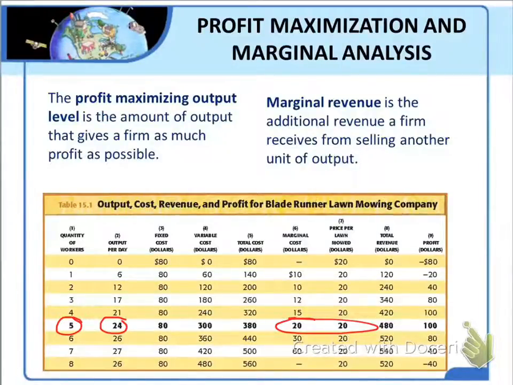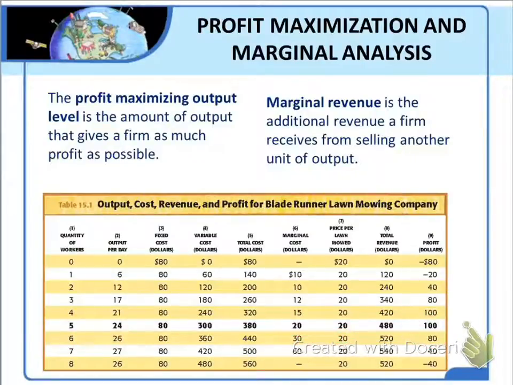To simplify our view of these situations, we can assume that the firm does go ahead and produce the last unit for which marginal revenue equals marginal cost. But now, consider the option to hire a 6th worker right here and increase output from 24 to 26 lawns. For this change, the marginal revenue of $20 is less than the marginal cost of $30. So profit actually falls from $100 to $80 right here. We don't like that. Blade Runner should not make this change.